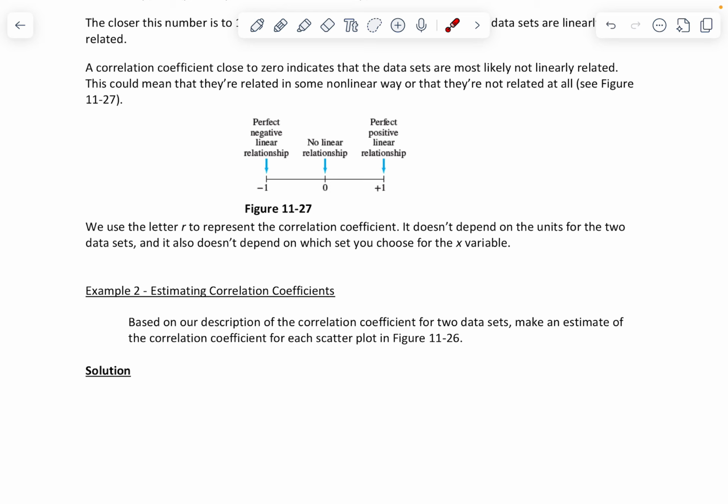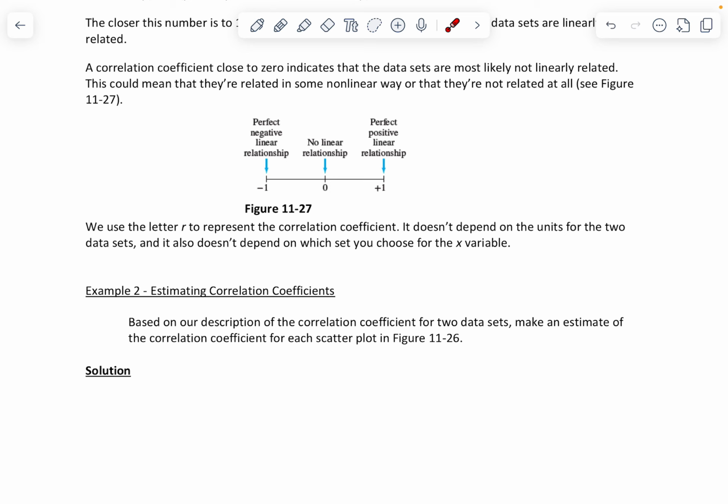It's customary to use the letter r, a lowercase r, to represent the correlation coefficient. It doesn't depend on the units for the two data sets. It's just a number. It doesn't have any units associated with it. And it also doesn't depend on which set you choose for the x variable.